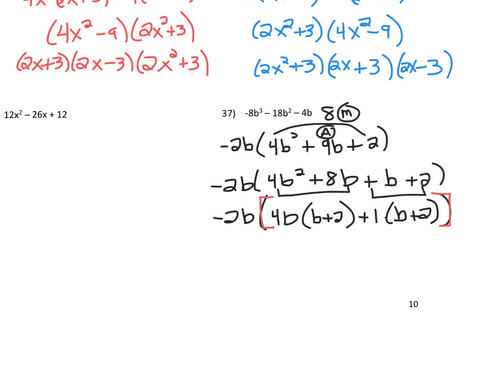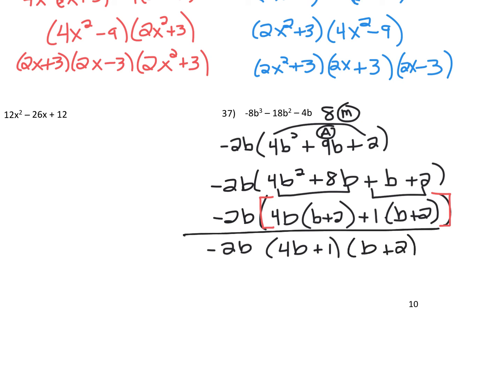Now let's bring down that greatest common factor of the negative 2b, and then I'm going to group together this 4b plus 1. I'm going to group together the terms that are in front of our common factor. And then I'm going to take that b plus 2, that common factor, and I'm going to rewrite it once and once only. And this is fully factored, only because we can't factor any further.